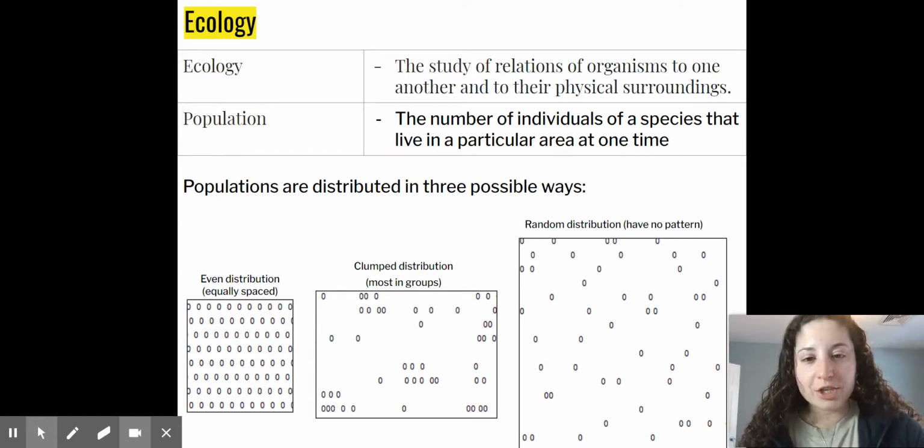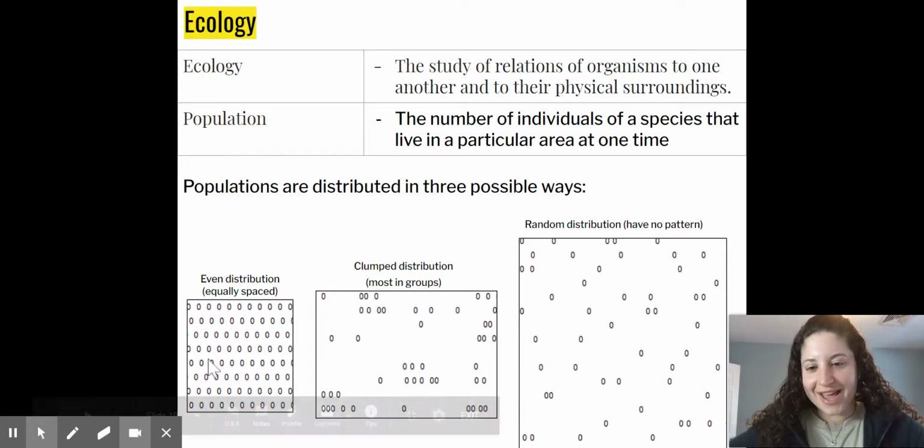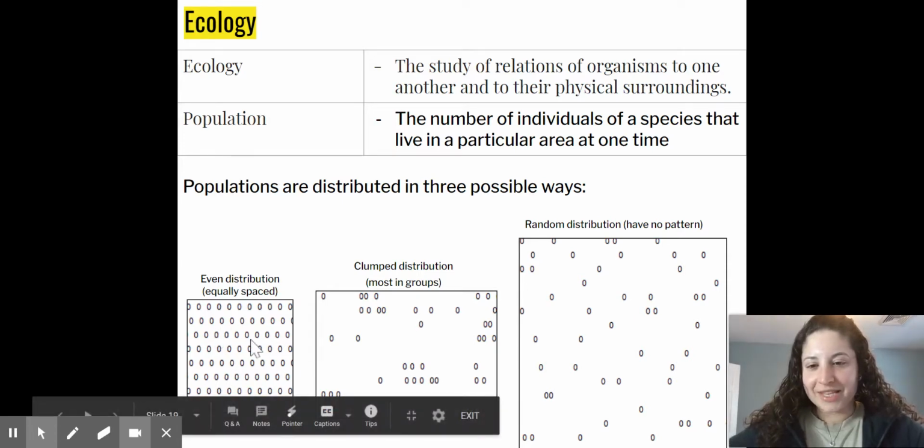And so populations can be distributed in their space in 3 different ways. So number 1 is even distribution. So that's kind of like how we're going to have our desks set up in rows 6 feet apart from each other. Everyone is evenly spaced 6 feet apart from the other person. And so that's what even distribution looks like for a population.